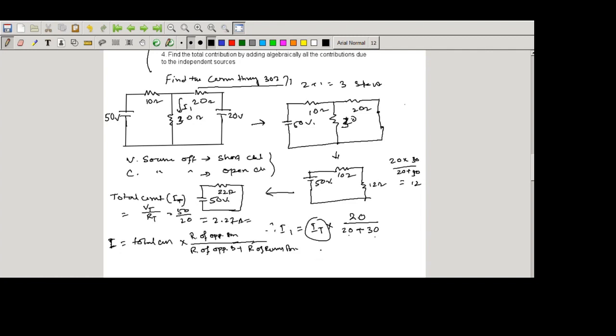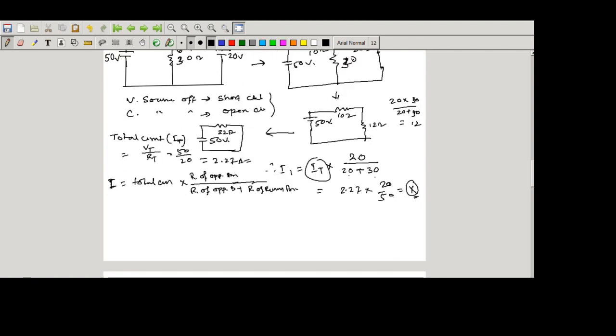So now we calculate I1, which equals 2.27 times 20 by 50. Suppose after calculation we find this value is X. Let's start with the other steps. This is step 1.